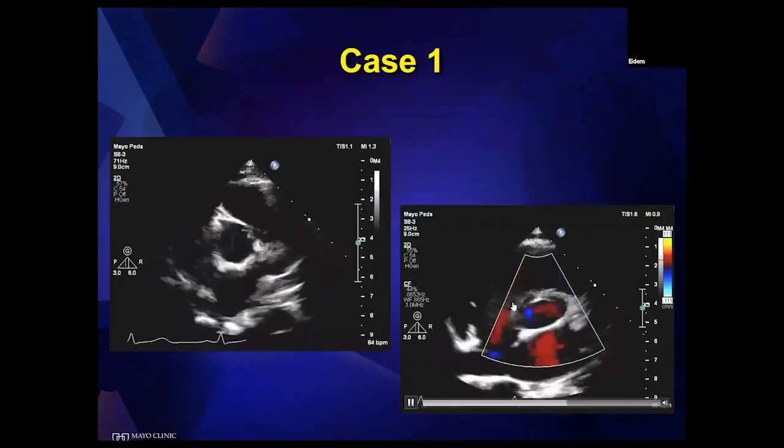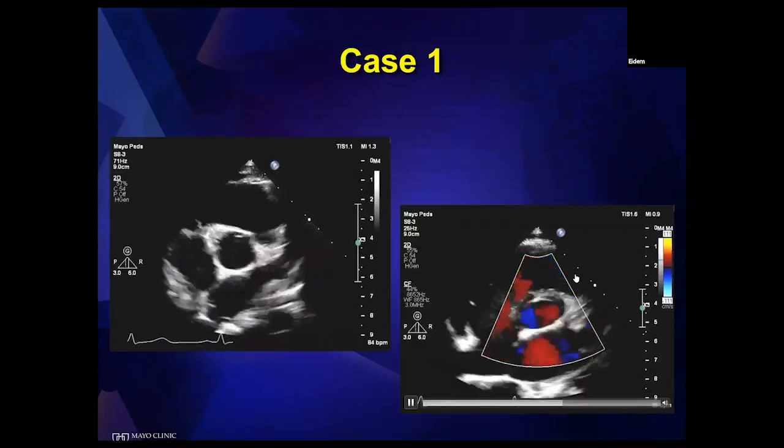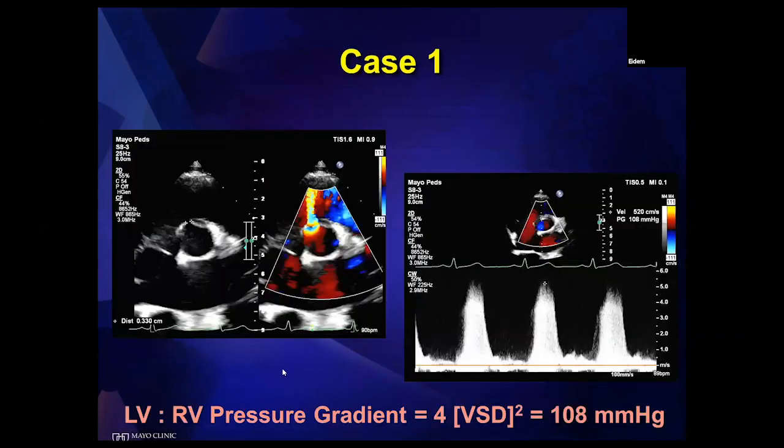You can see that it's adjacent to the tricuspid valve here, as well as a bit distant to the pulmonary valve over here. But this is a classic example of a membranous ventricular septal defect.